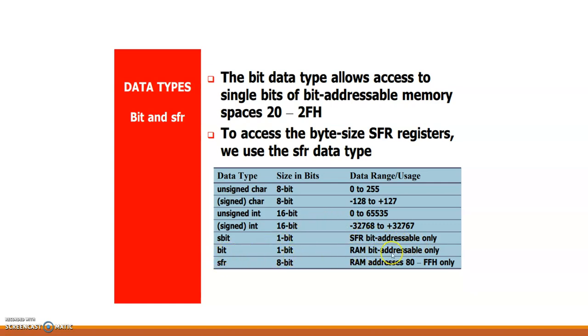And bit means the bit addressable RAM space, and SFR is for the special function registers. The special function registers have addresses from 80 hex to FF. We have 21 special function registers in this address range. For byte addressable special function registers, the sfr data type is used. For bit addressable special function registers we use sbit, and for the bit addressable RAM space we use the bit keyword.